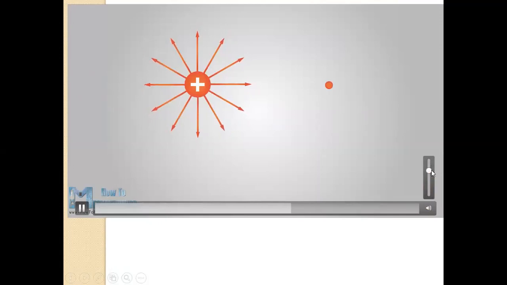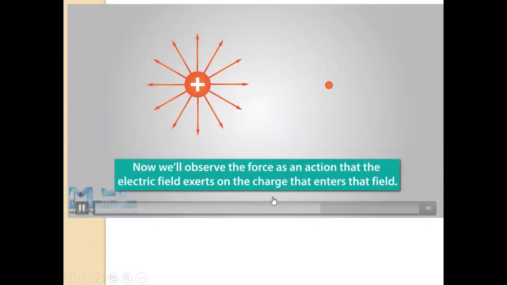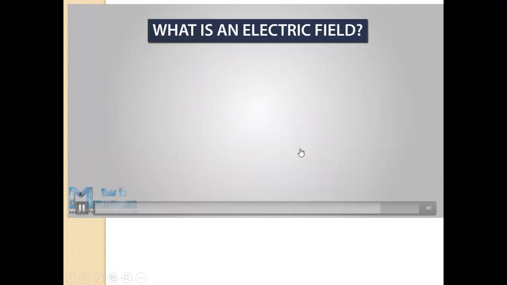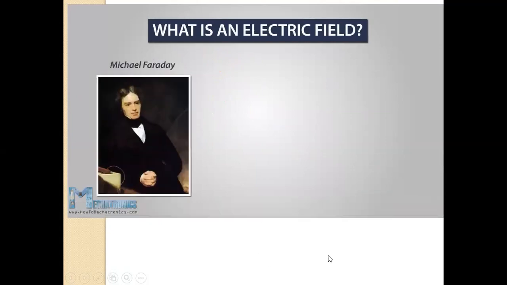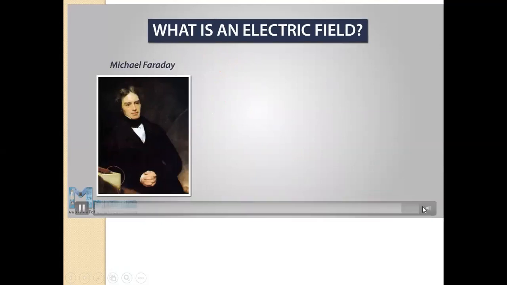Now we will observe the force as an action that the electric field exerts on the charge that enters that field. So what is an electric field? Michael Faraday was a British scientist and was the first person to introduce the concept of electric field. A field can be any quantity that can be given a value at all points in the space around the source of the field, or a region of influence.